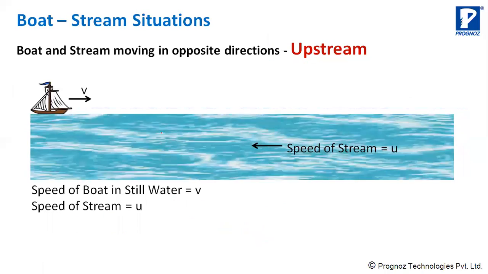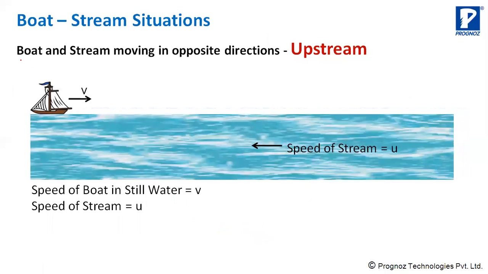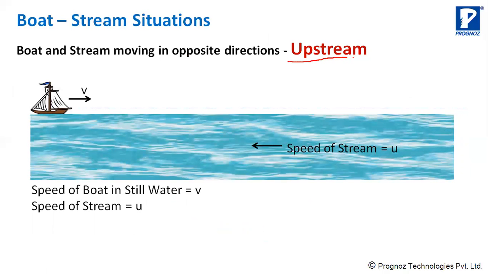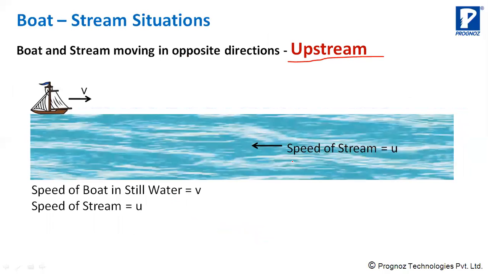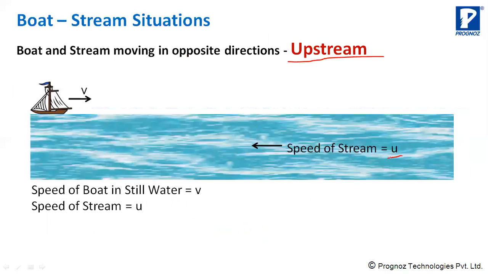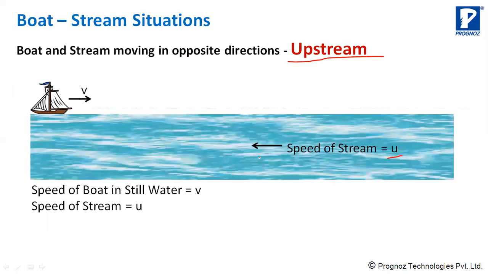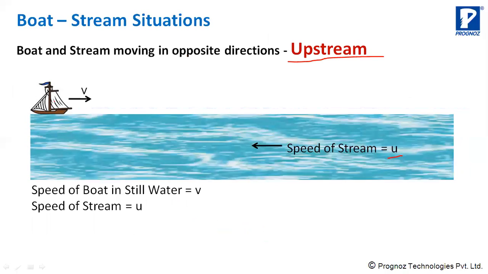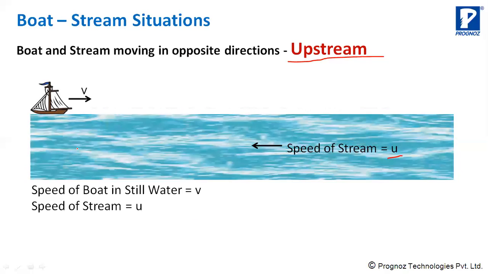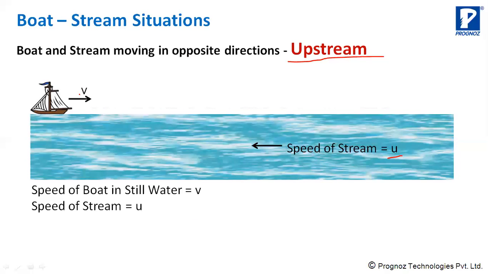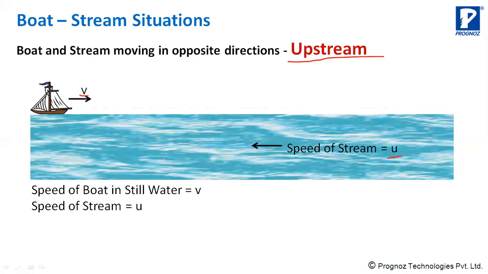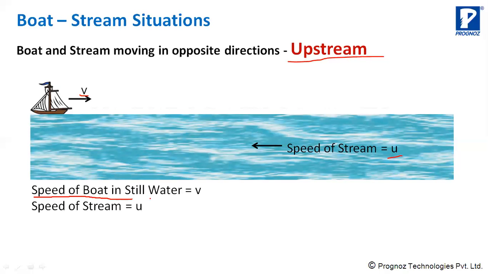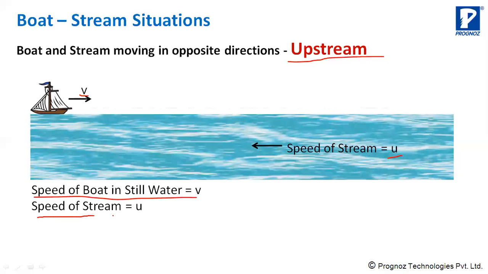Let's see the other situation. Here, boat and stream are moving in opposite directions. That situation is called upstream. Now you see, speed of the stream is u, and it is moving in one direction. It will always be in one direction only. So the stream moves in the same direction, but the boat is moving in the opposite direction at a still water speed of v. So speed of boat in still water is v, and speed of stream is equal to u.